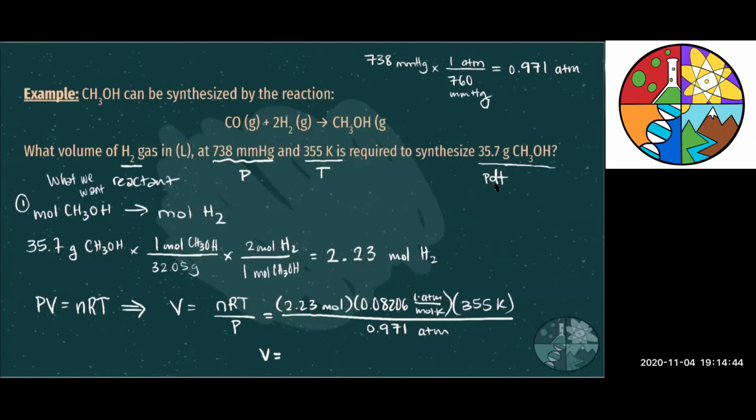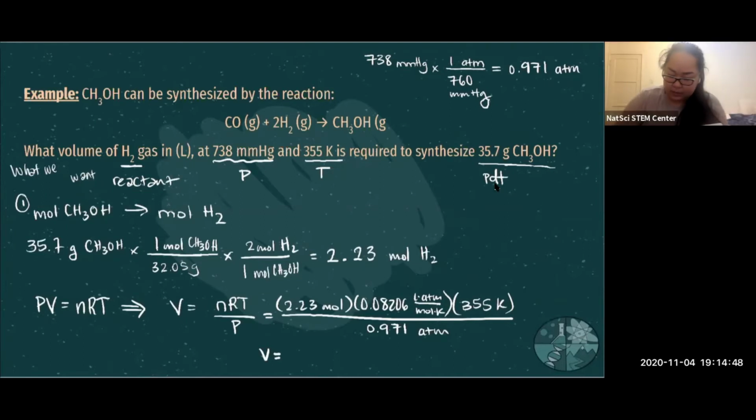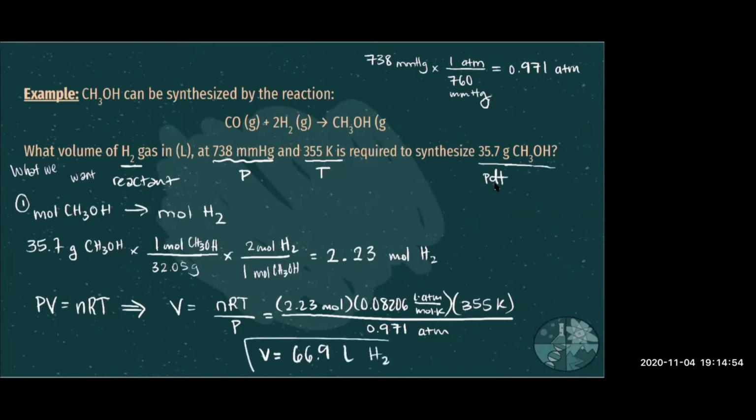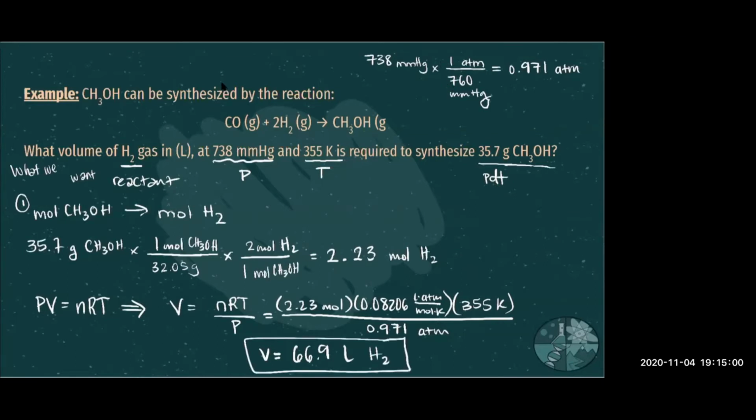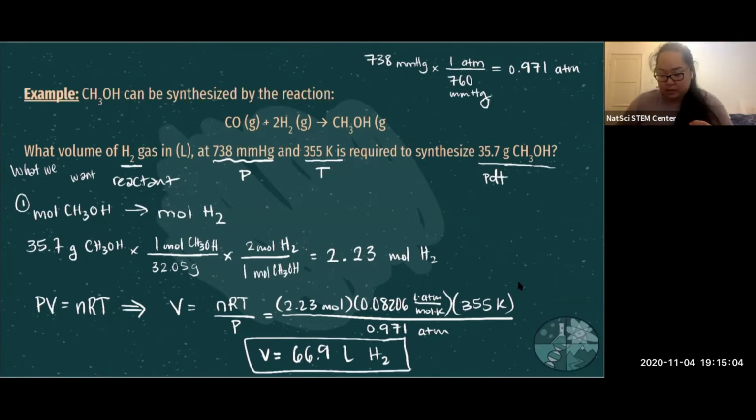So it is 66.9. So I got 66.9 liters of H2 gas. Did you guys all get the same answer? Yeah, 66.9? Okay. So this would be how you'd approach using stoichiometry with this reaction.